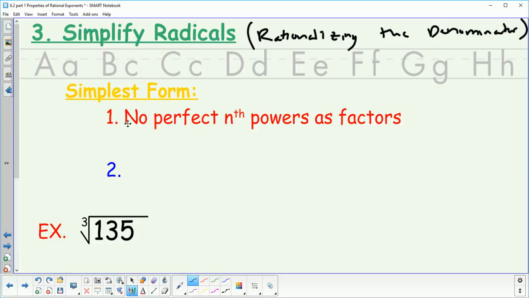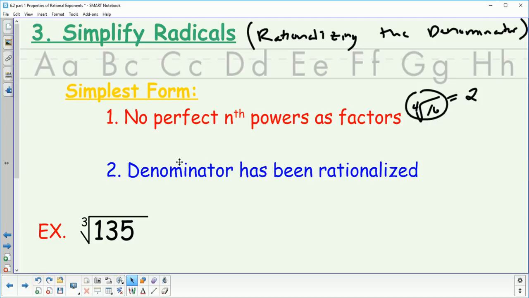What that means is there can be no perfect nth powers as factors. Like on the last one, you couldn't have the fourth root of 16 as some factor because that can be simplified to 2. So we need to figure out what each one of our radicals is and maybe break them down into factors so we can simplify as much as we can, kind of like we did with square roots earlier. And then number 2, we can have no denominator that is unrationalized, meaning no radical of any root in the denominator.